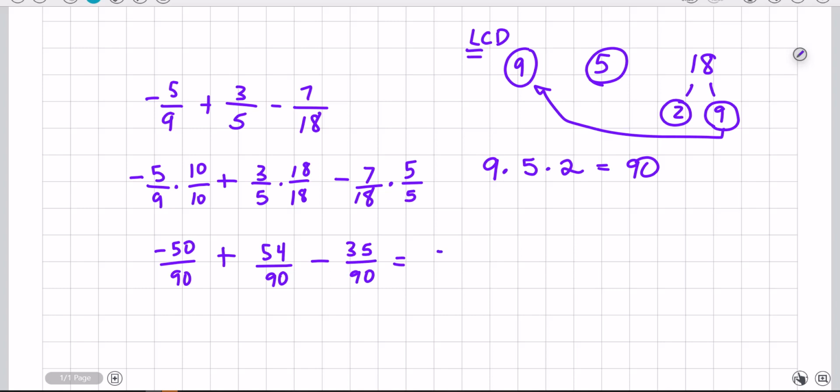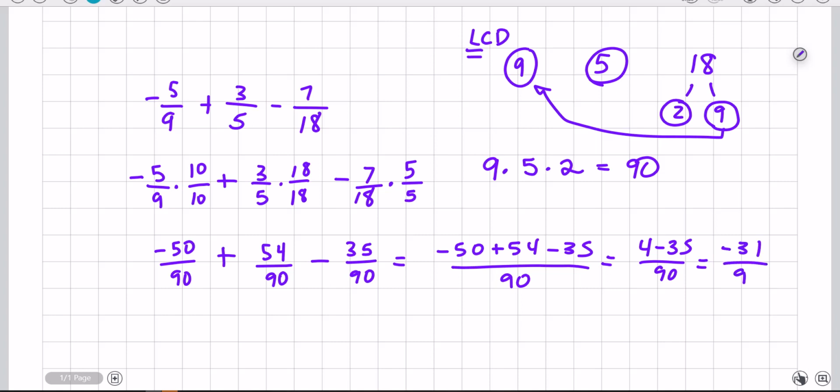Now from here, remember that when you have the same denominator, you are going to add the numerators. So if I take negative 50 plus 54, that would be a positive 4. And then I'm still left with the negative 35. And then I have 4 minus 35, which would be a negative 31.